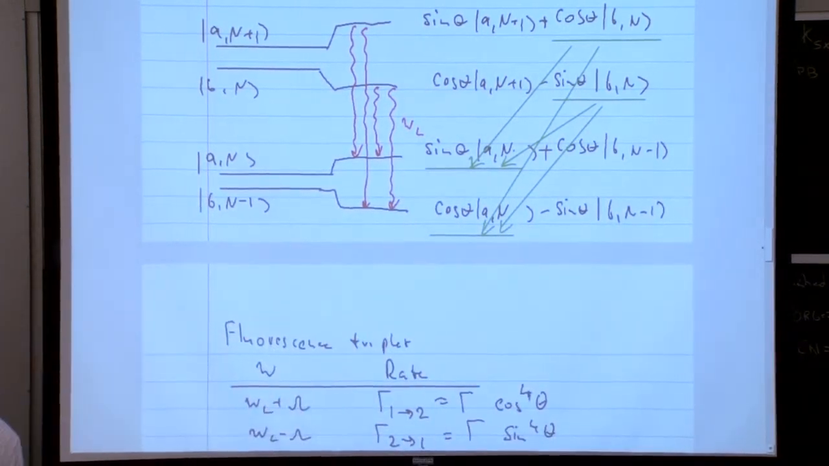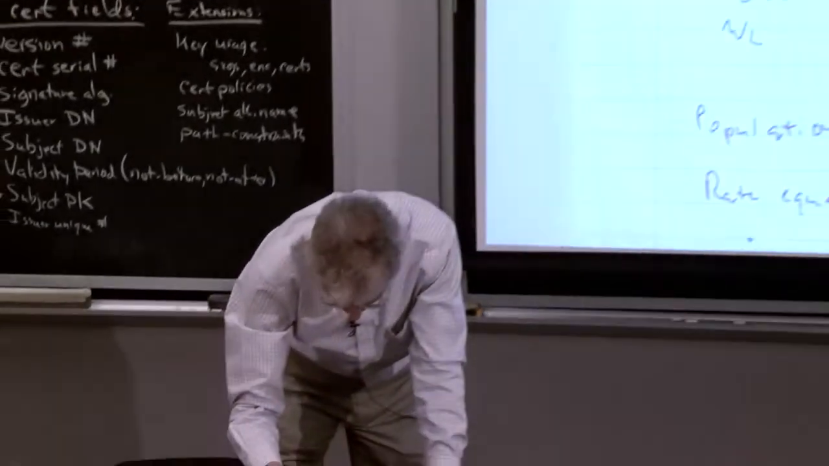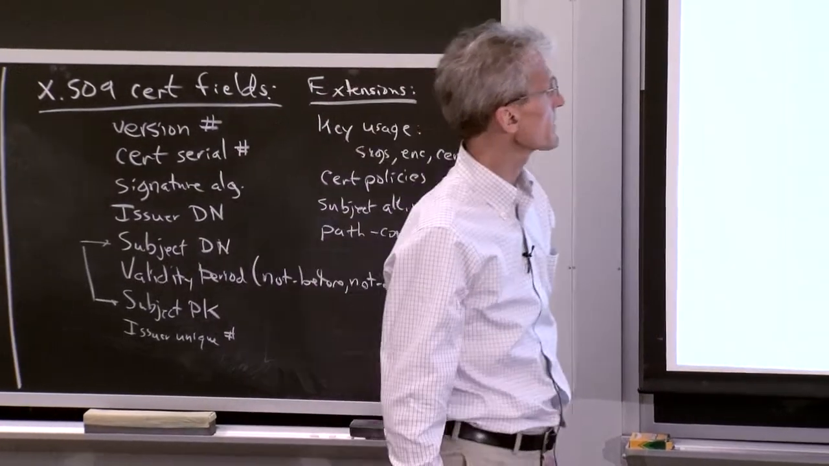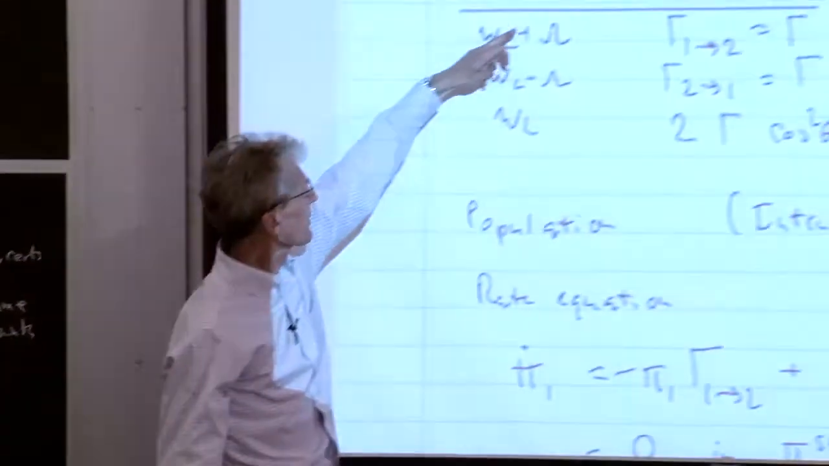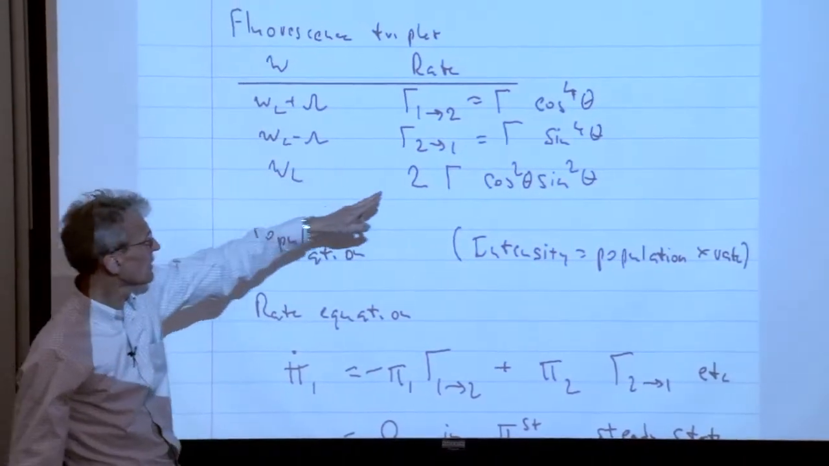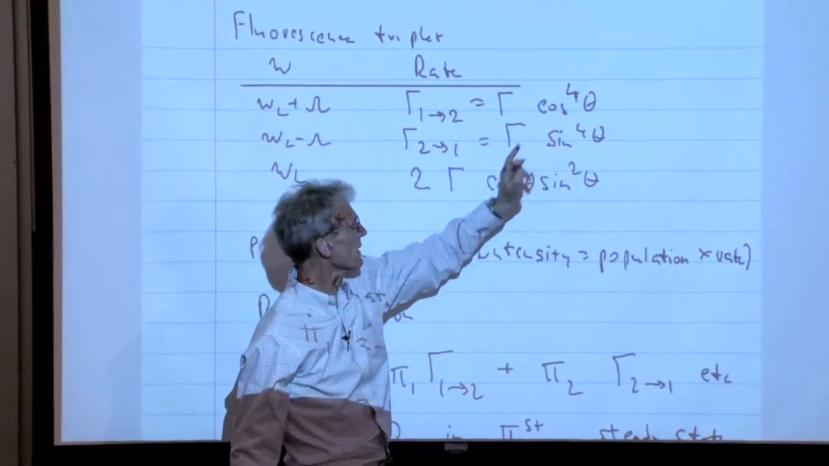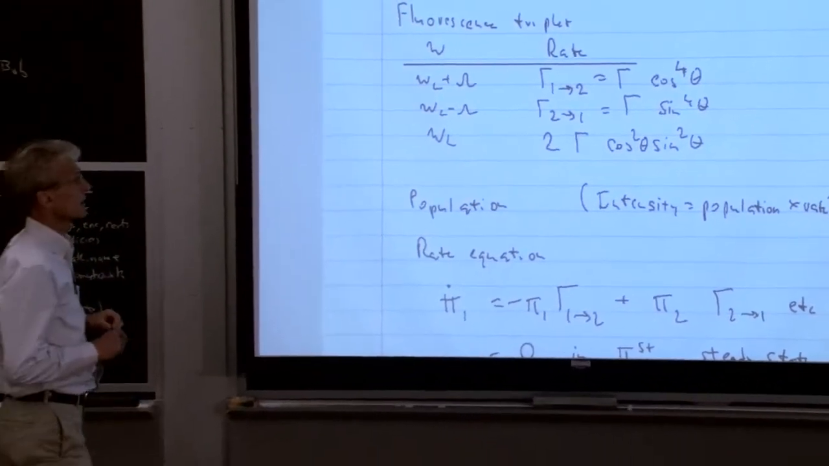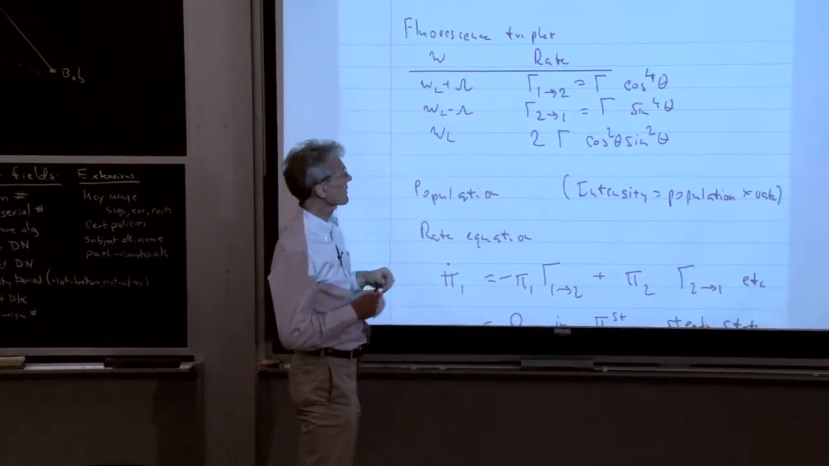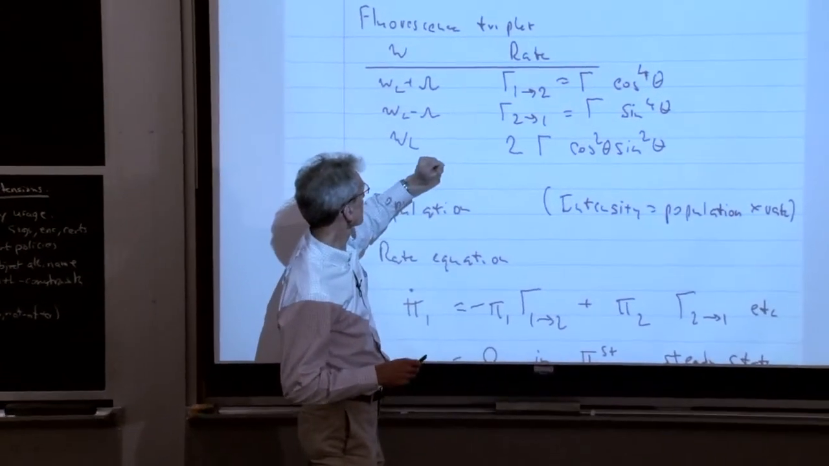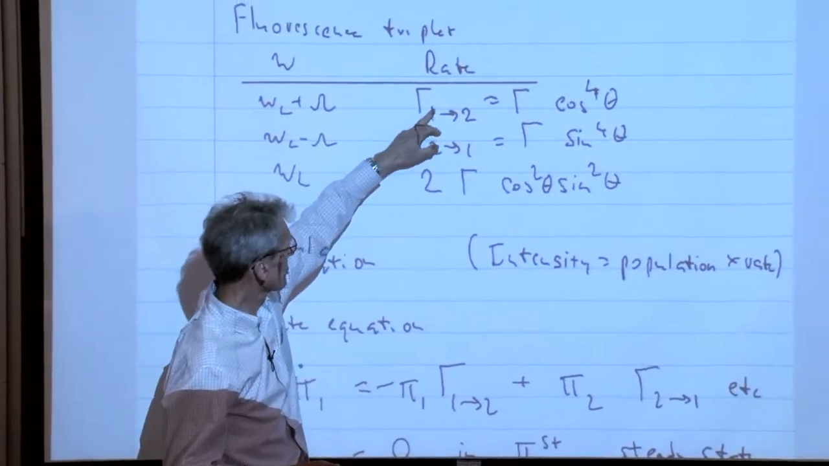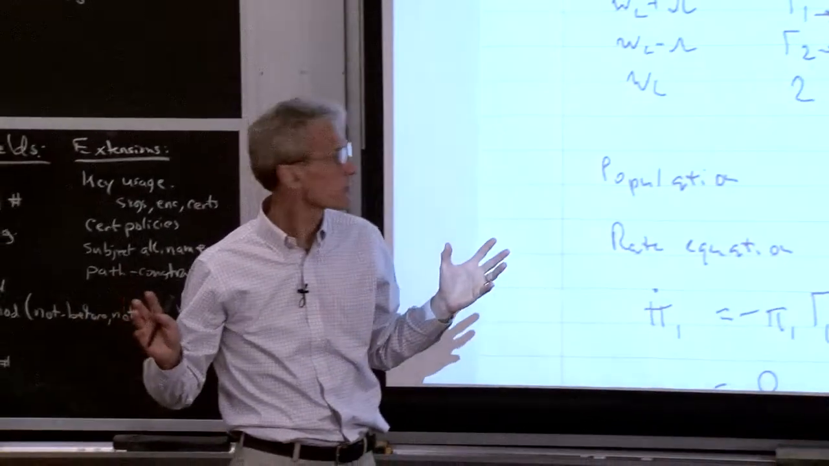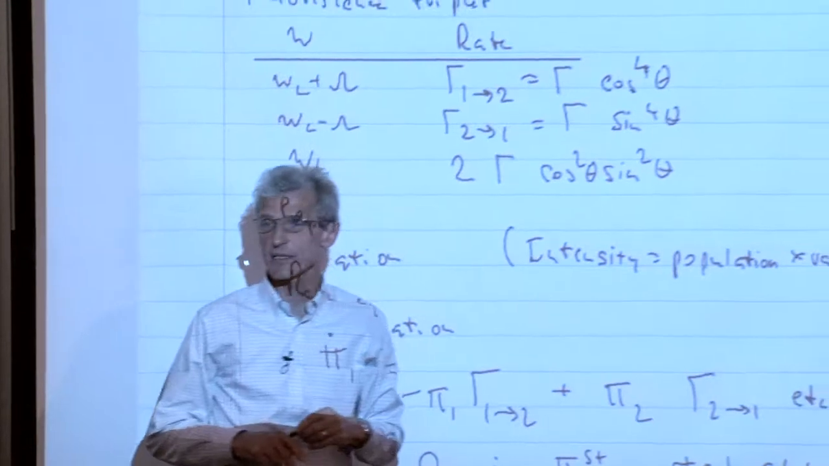So we can immediately read off the matrix elements, and since the intensity, by Fermi's golden rule, is the matrix element squared, we find immediately that the upper sideband, lower sideband and the carrier involve terms cosine to the 4 theta, sine to the 4 theta, cosine squared sine squared. So we got the matrix element. The rate is given by the matrix element squared.